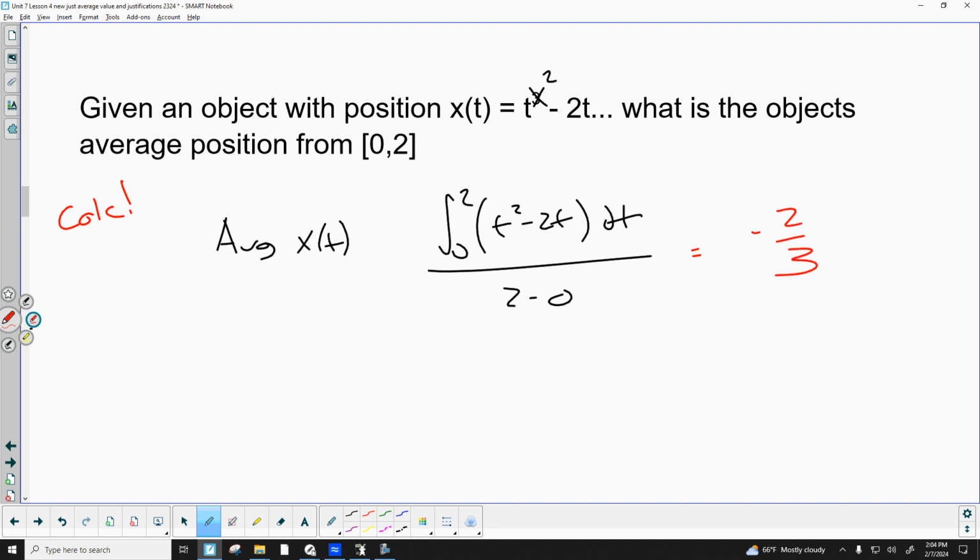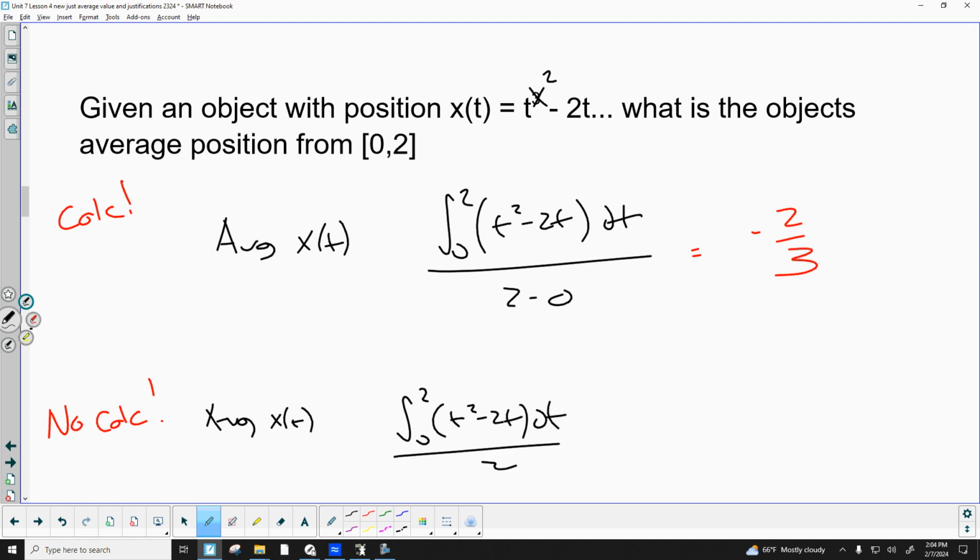Now, what if I said, oh, sorry guys, you don't have a calculator? Well, at least we know what the answer is. But now you don't have a calculator, and you're still finding the average position, and you still would like to accumulate all of your positions over your interval, divided by the time in which you're accumulating that. It's kind of like the idea of average. Add them all up and divide by the total. But how do you evaluate the guy on the top without a calculator? Tell your neighbors.